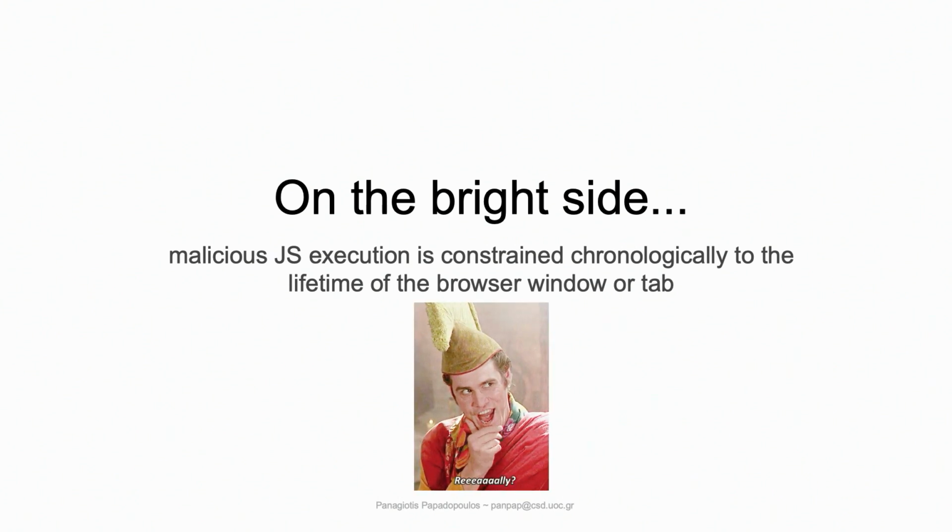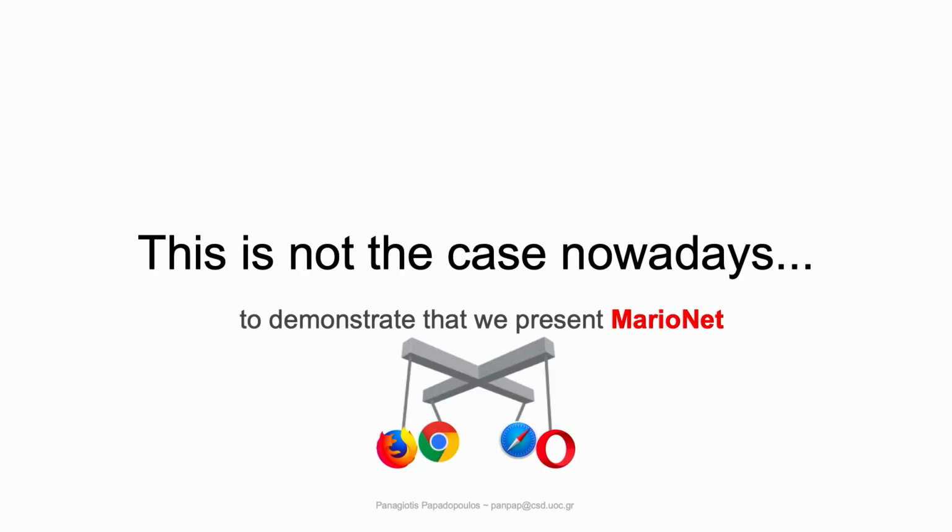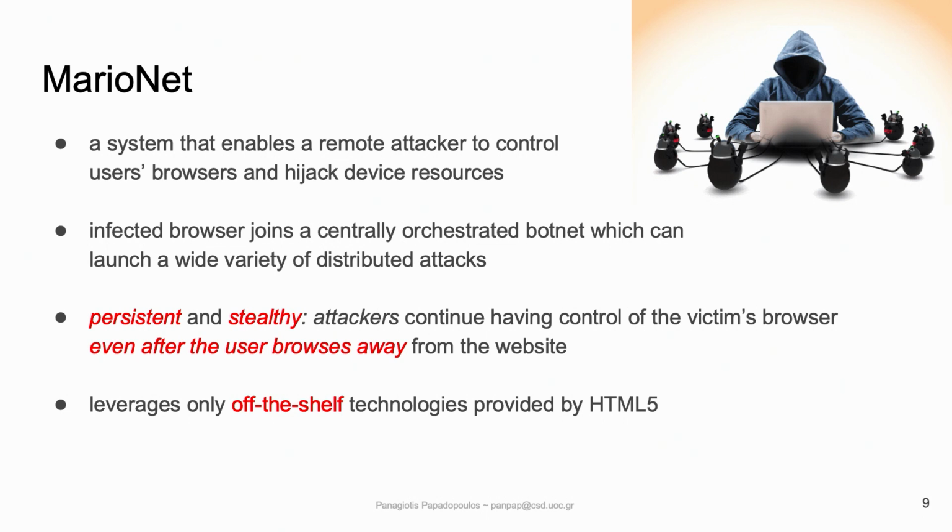But the good news is that in browsers, the malicious JavaScript execution is constrained chronologically to the browsing tab, which means that the malware can only run as long as the browser tab is open. But is this still the case in web browsers? Unfortunately, it's not. And in order to demonstrate that, we present MarioNet, which is a system that enables an attacker to control the user browsers and abuse their device resources.